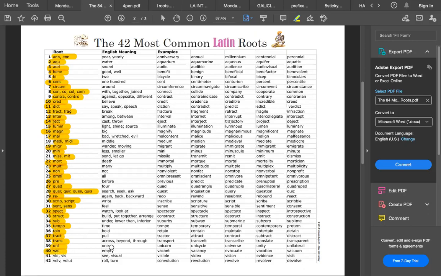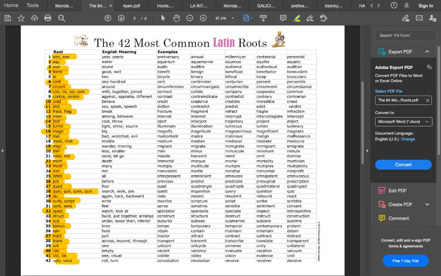Vac means empty: vacant, vacancy. If there's a vacancy, there's an empty room. If there's no vacancy, the place is full. The inn is full. Vid or viz means something visual, visible. And then volve or volute means to roll or turn, so convulsion, revolution, revolve. Okay, so you'll get this.